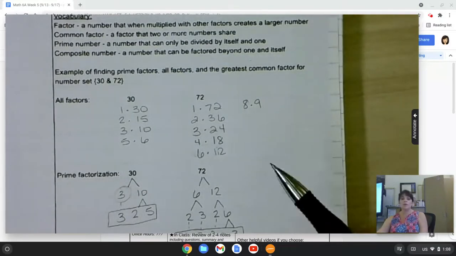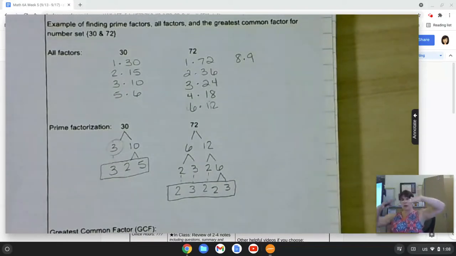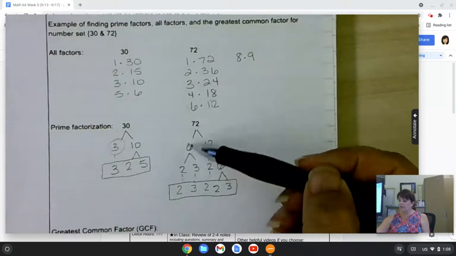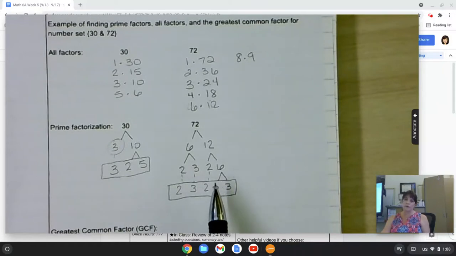Now, you will see people who leave this imbalanced. They do not put all their prime factors in a box at the bottom. I am begging you, do not be that guy. Because what will happen is you will forget one. Always bring them down and neatly put them in a box. I know that it seems like one more thing. She's so picky. I'm only picky if it's things that really are going to help you with accuracy.